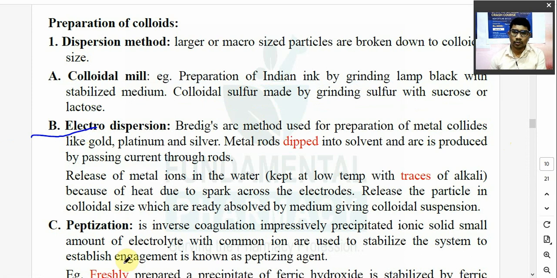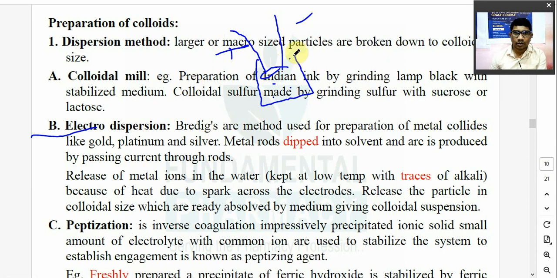How? Let me give an example. There is a tank with water in it. This tank is surrounded by a thermostat and is cooled. There are two wire connections, and in between them is a metal sheet connected with the electric supply. One side is positive and the other negative. The current is passed through this circuit, known as Bredig's arc.